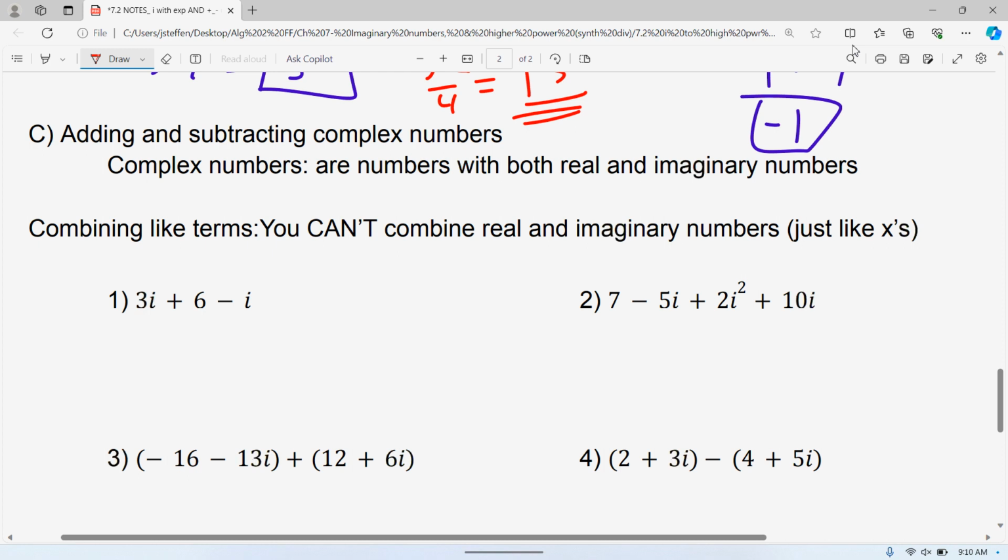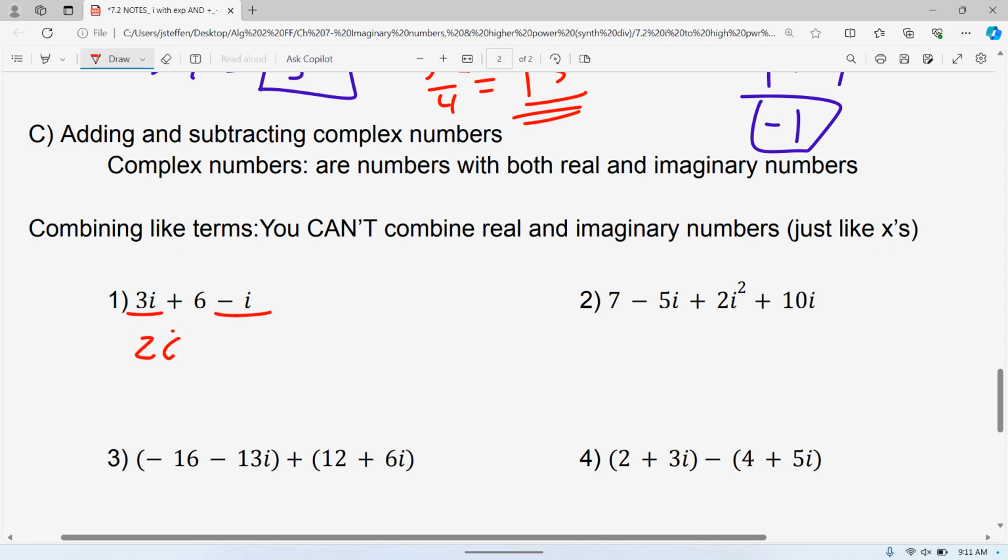When we combine these, it would be the same thing as if it was 3x plus 6 minus x. You do the same exact math. I can't combine 6 and 3x because one is x's and one is not. You combine your x's, so it would be 2x. So you'd have 2x plus 6. Same thing with the i's. It's no different. I mean, obviously, the variable means something different than just x. It means square root of negative 1. But for our purposes, 3 minus 1 is 2.